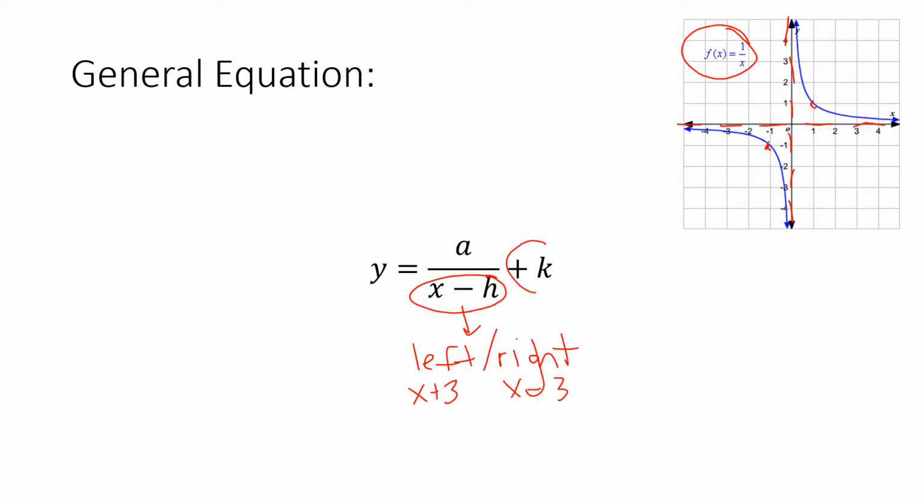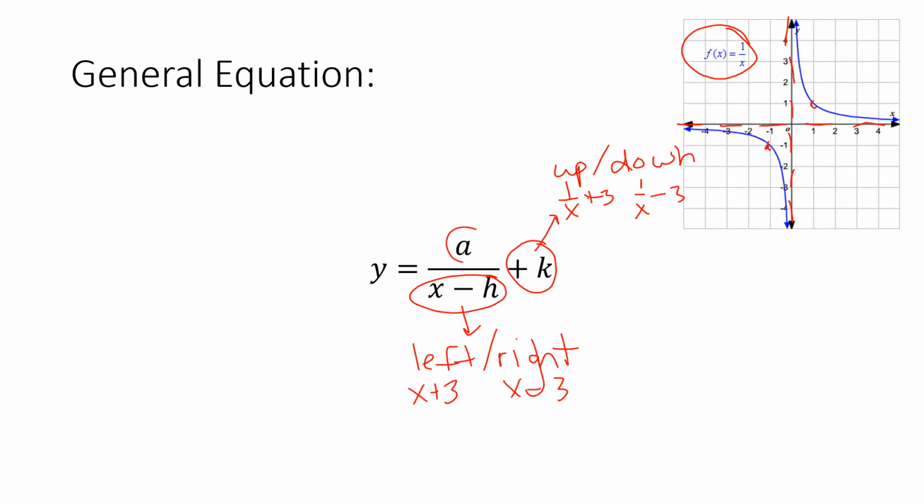The constant at the very end of your function, remember, is what moves your graph up and down. So if you had something like 1 over x and a plus 3 at the end, that's going to move the whole thing up 3. But if you had a minus 3 at the very end, it's going to move your graph down 3. So the constant shifts it up, down, left, and right.